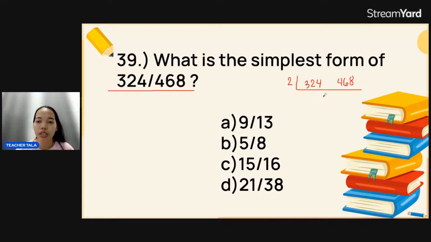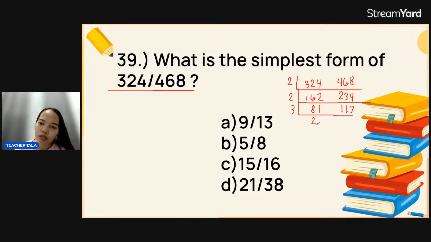So let's try continuous division. 324 over 468. So that's 162 and 234. Okay. And it's still divisible by 2. So that becomes 81 and 117. Now, let's add to see if it's divisible by 3. 8 plus 1 is 9. 1 plus 1 plus 7 is 9. So they are divisible by 3.